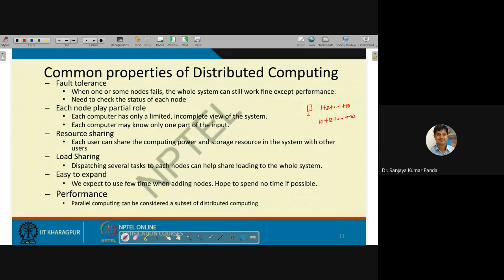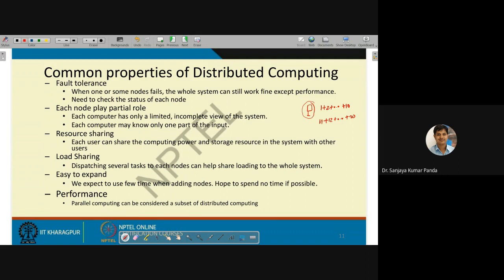Okay, it is not going to bother, right? No need to also know about this system. That's why for this particular system, the entire system is an incomplete view. If it is a complete view, then again security issues will come, right? Each computer may know only one part of the input. It is not willing to know the other part of the input, or it is not dependent on other aspects.